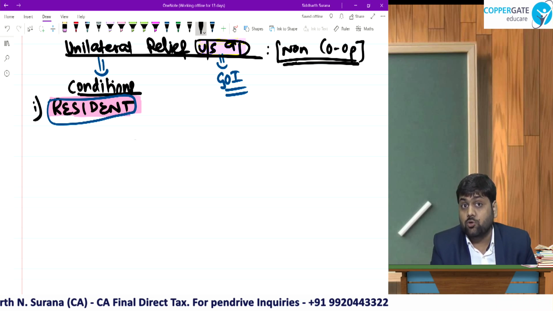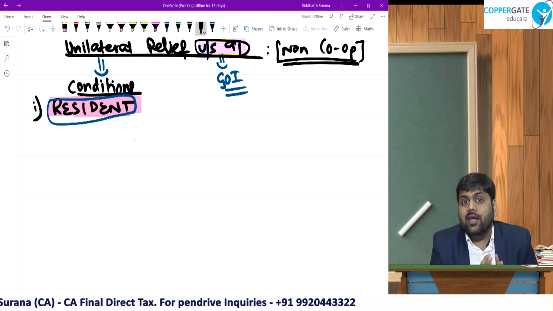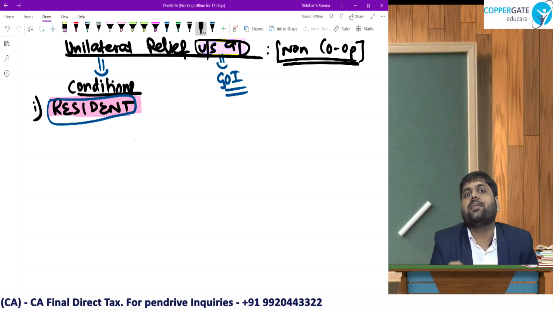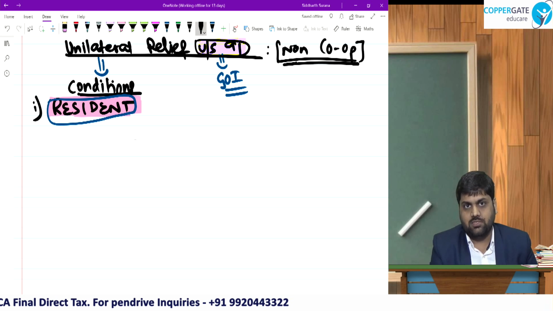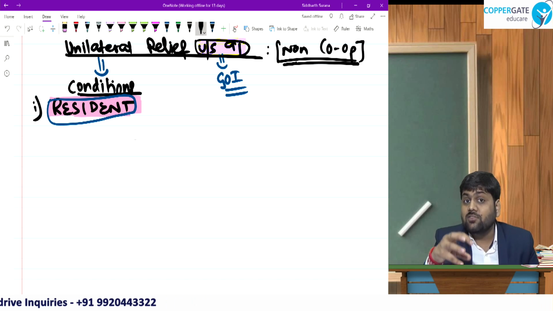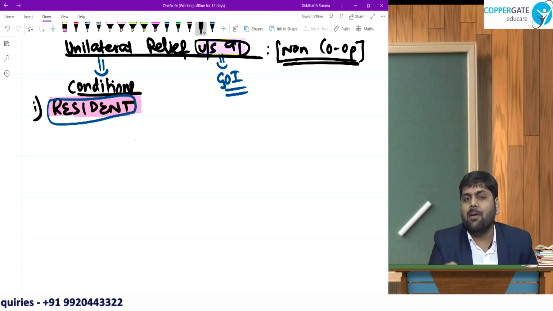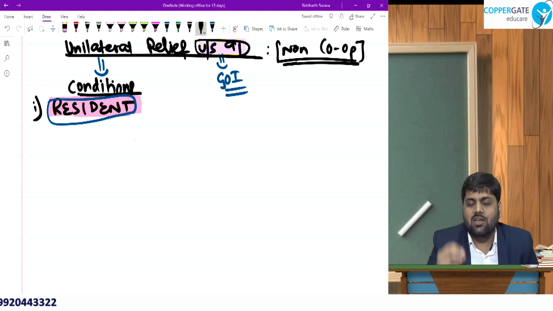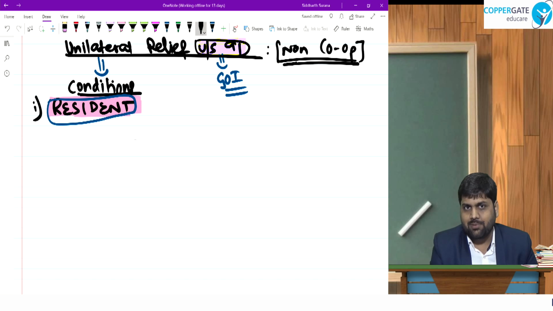Now please listen to me very, very carefully. It is very easy for me to tell you it is a stipulated condition. You mind your own business. And this is a condition which you have to learn. But I always say this in class to my students, nothing is bigger than logic. If you know the reason, the logic behind the provision, then remembering the provision is going to be very, very easy for you. And I have enough logic to explain to you why unilateral relief will be available only to residents, or in other words, non-resident will not get unilateral relief.